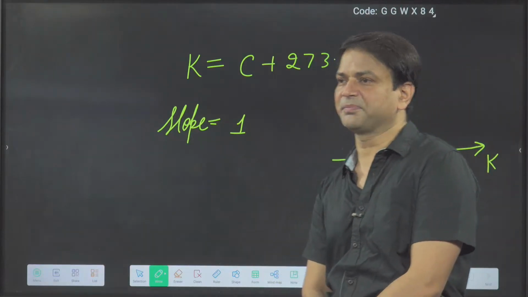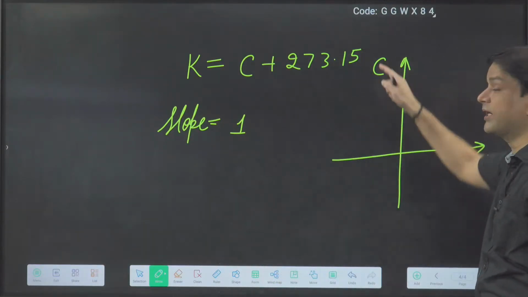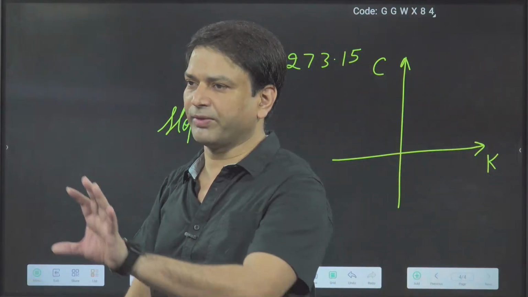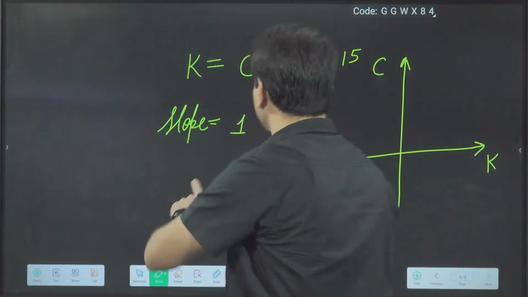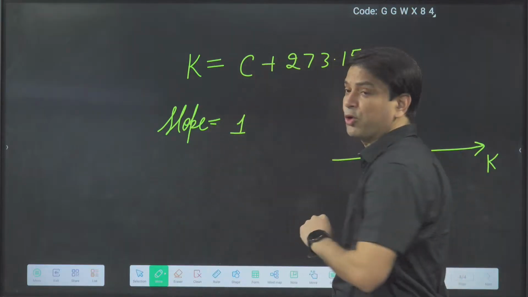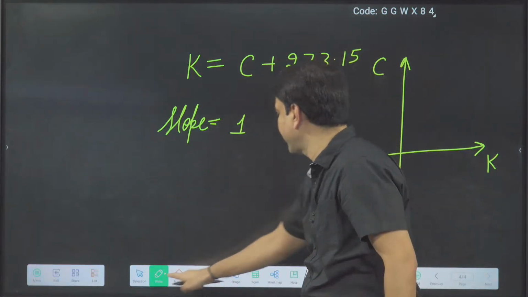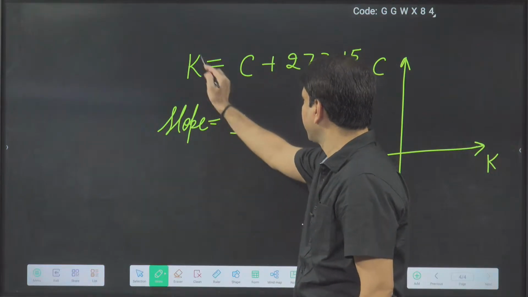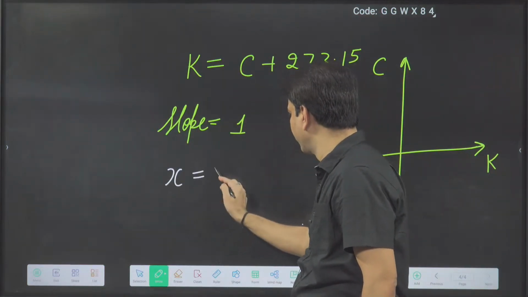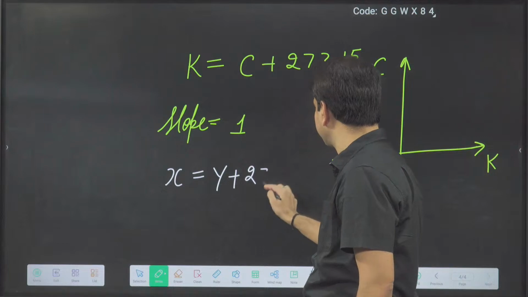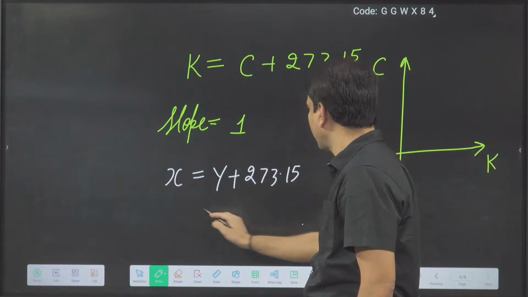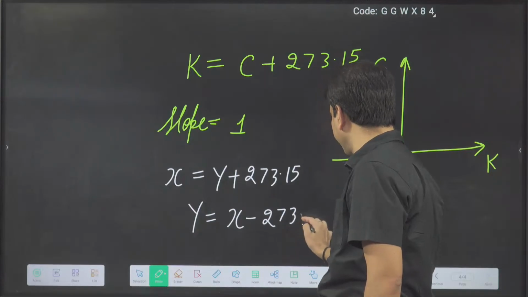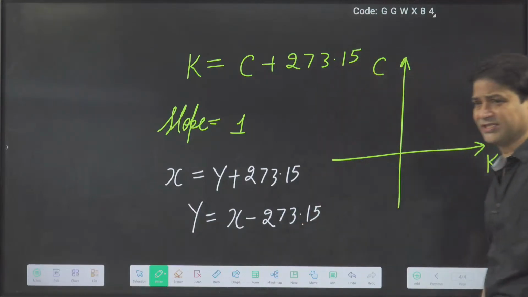What is the x-intercept? Which quantity am I plotting? Don't decide directly, otherwise you will get confused. First, which quantity we plotted on x, we will replace by x. Here C I am plotting on the y-axis, so I will replace C by y. K I will replace by x. So x is equal to y plus 273.15, or I can say y is equal to x minus 273.15. So y is equal to mx plus c.